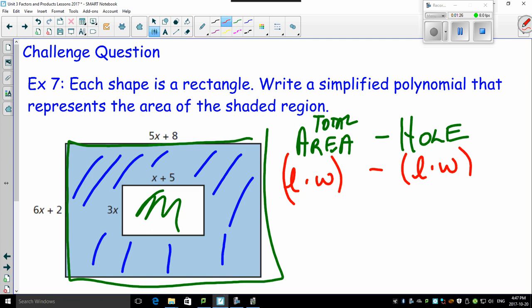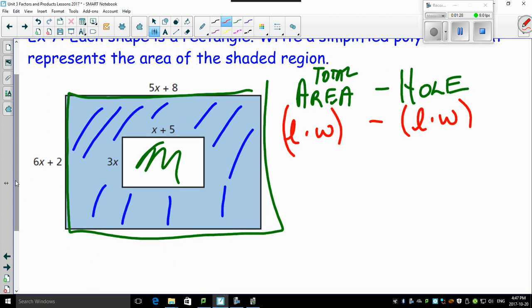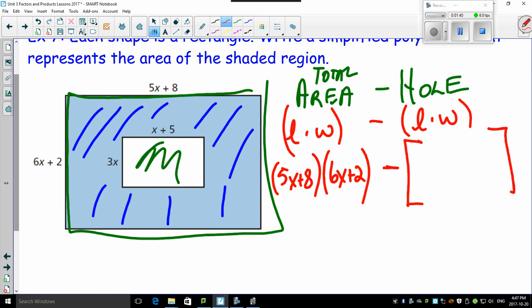Okay, I can do that. Here we go. The larger area would be 5x plus 8, there's the length. Here's the width, 6x plus 2. And I'm going to subtract the hole, which is the length, x plus 5, times 3x. So I'm going to have to do some FOILing here, and some distributive property. No problem.